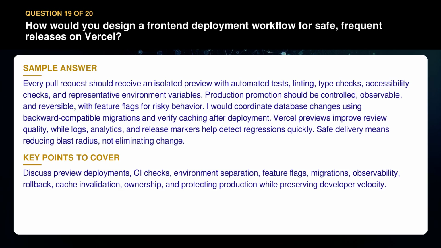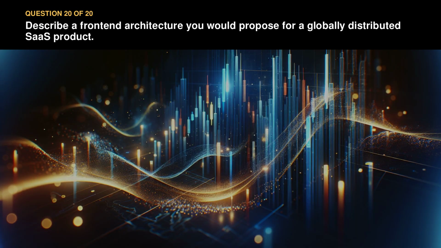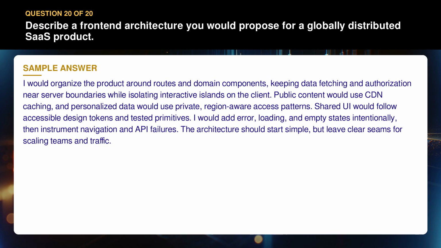Discuss preview deployments, CI checks, environment separation, feature flags, migrations, observability, rollback, cache invalidation, ownership, and protecting production while preserving developer velocity. Question 20. Describe a front-end architecture you would propose for a globally distributed SaaS product. I would organize the product around routes and domain components, keeping data fetching and authorization near server boundaries while isolating interactive islands on the client.